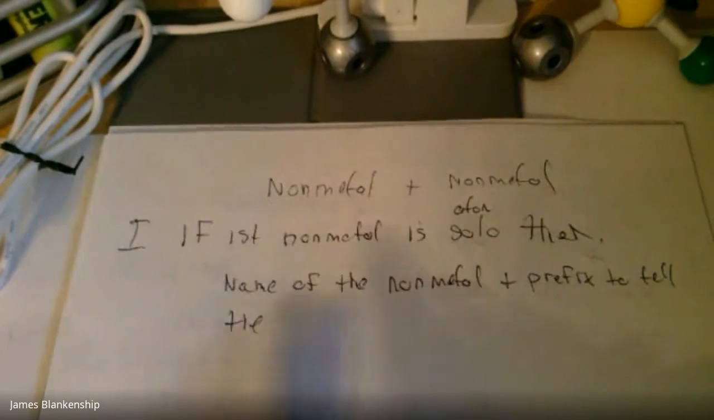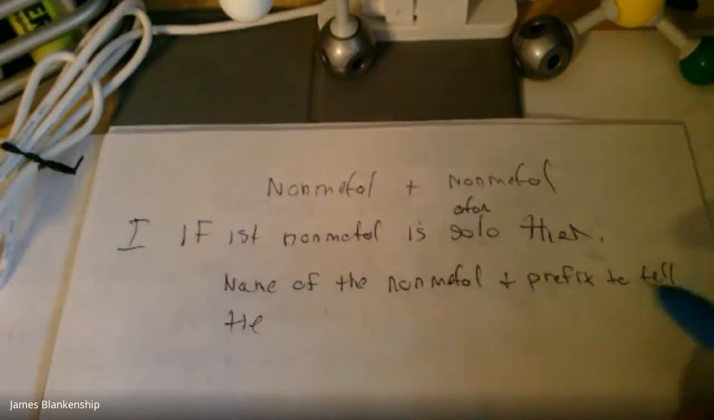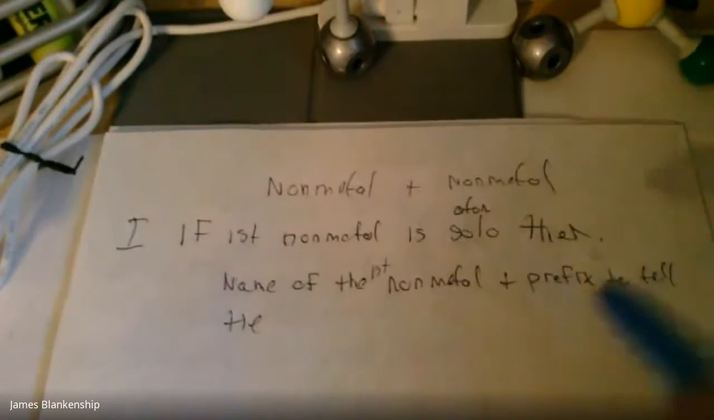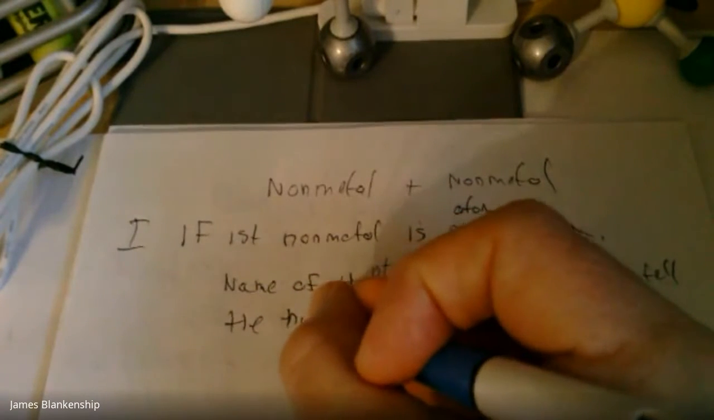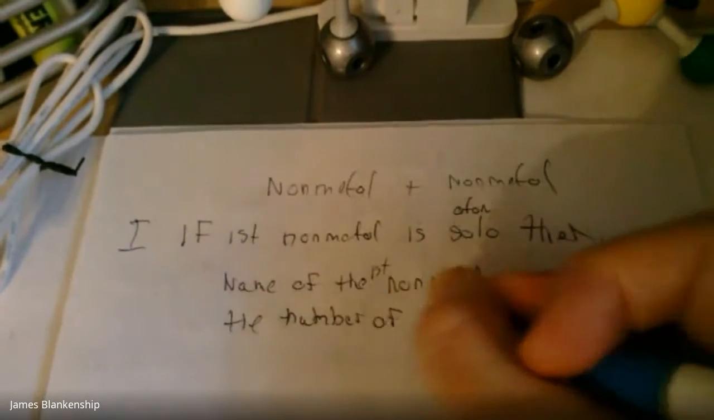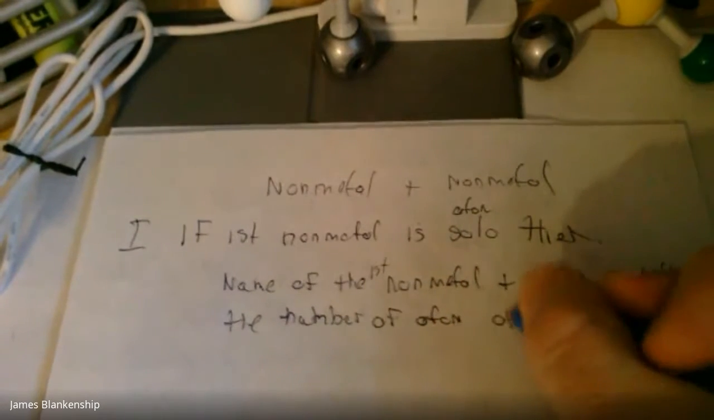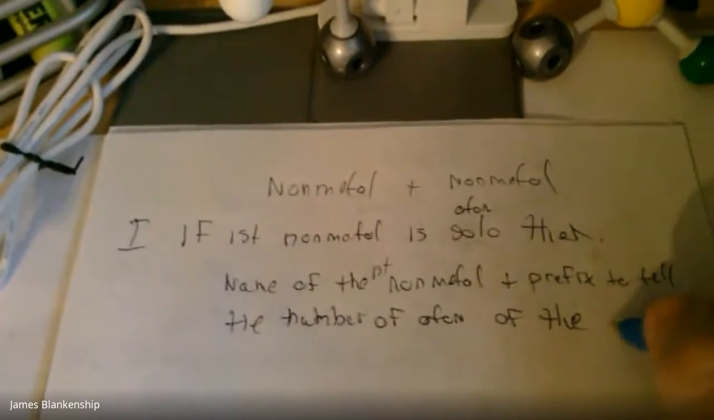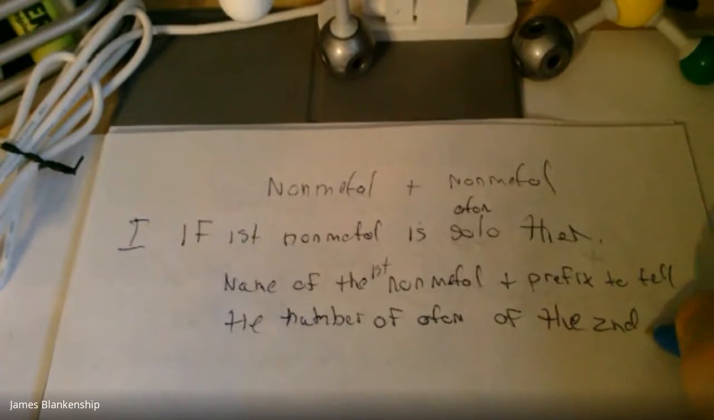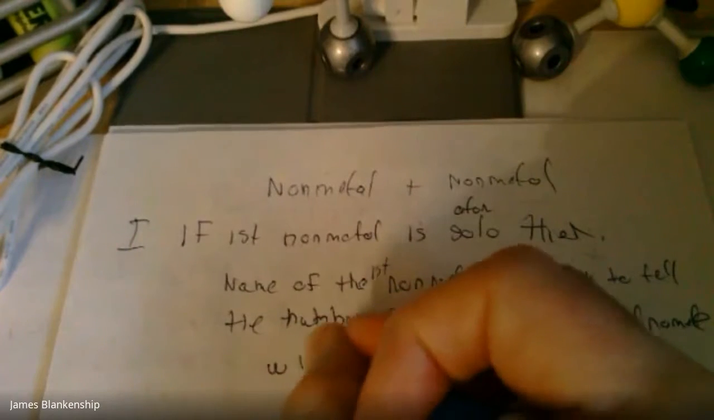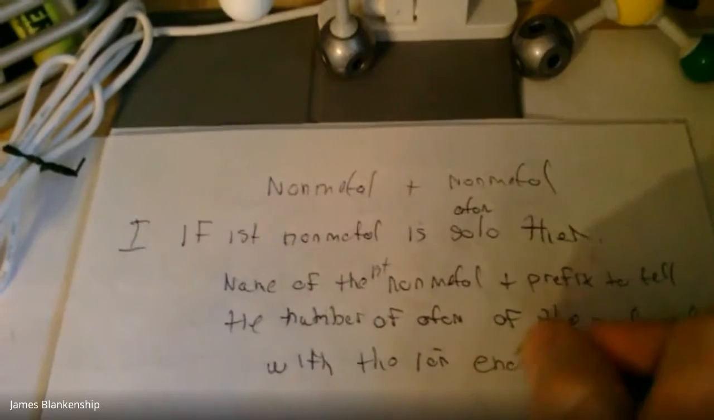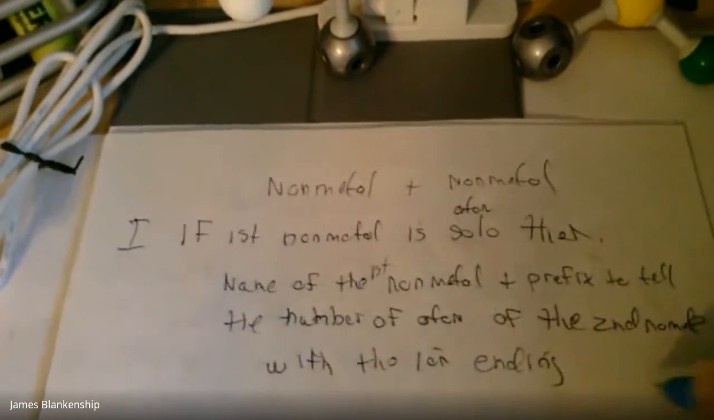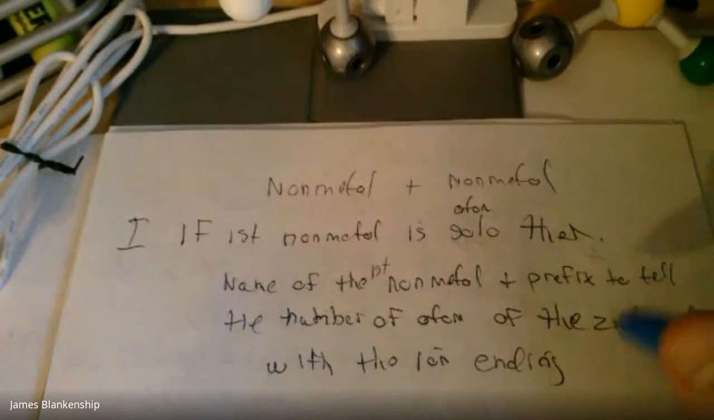So you have the name of the first nonmetal plus a prefix to tell the number of atoms of the second nonmetal, with the ion ending. Remember, the ion ending that we're most commonly going to use for a lot of these is going to be that IDE.